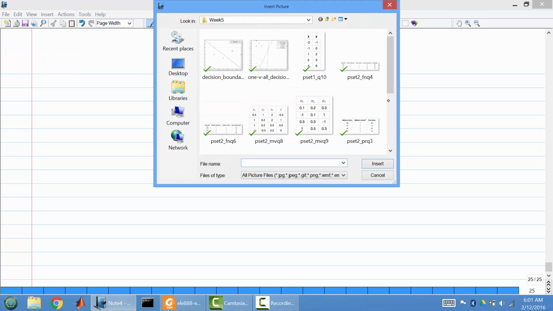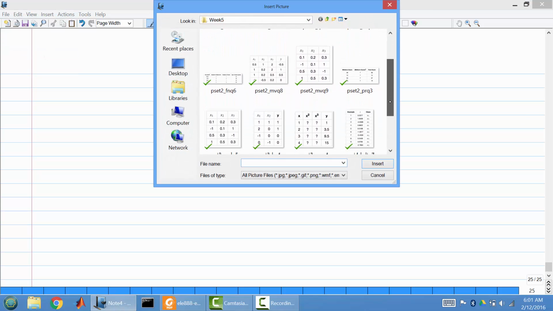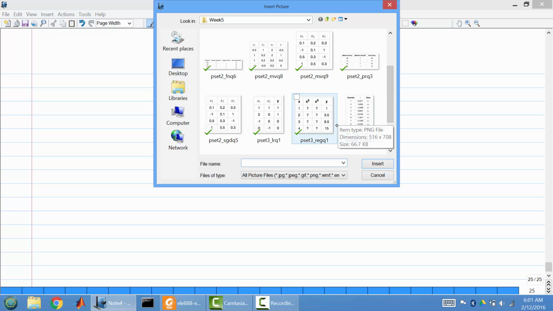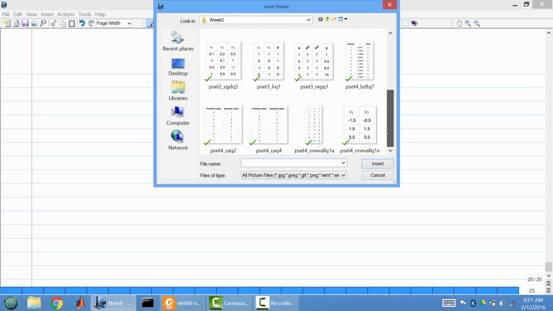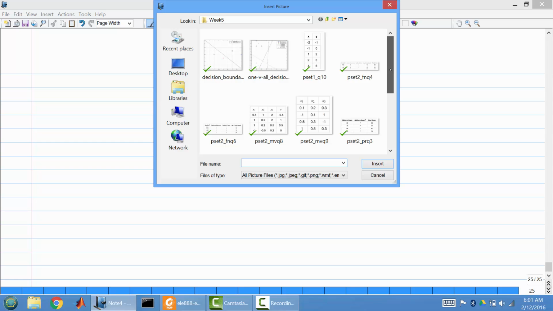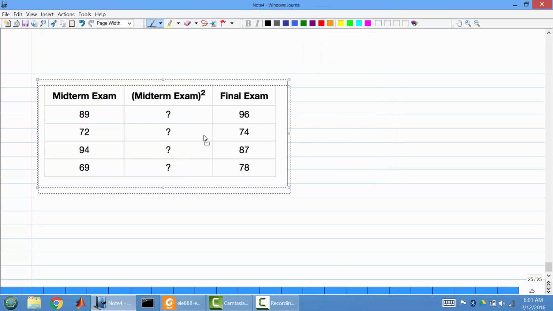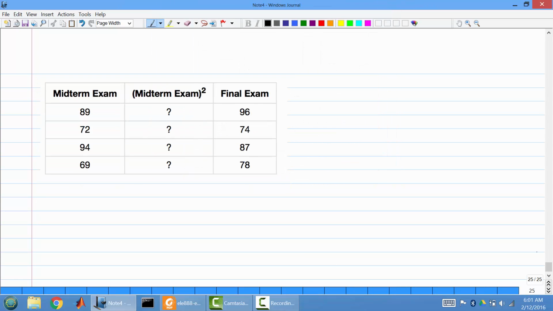Okay, so I think I have a copy of this somewhere. No, that's not it. Where is it? Ah, here we go. Fantastic. So here we go. This is polynomial regression.